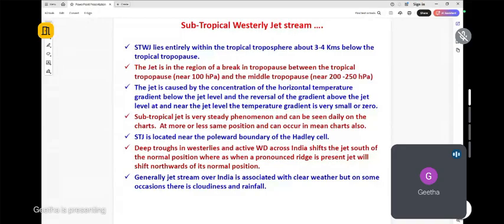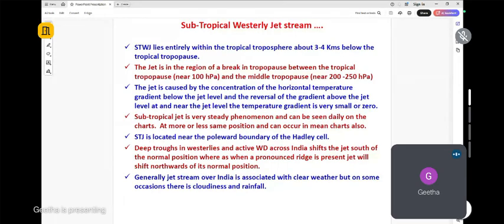So the subtropical westerly jet lies entirely within the tropical troposphere. Why? It is about 3 to 4 kilometers below the tropical tropopause. The jet is in the region of the break in the tropopause between the tropical and the mid-latitude tropopause. The tropical tropopause is approximately around 16 kilometers, I told you, and the mid-latitude tropopause something like 12 or 13 kilometers. At the break between these two tropopauses you have a strong horizontal temperature gradient, and that is where the jet stream forms. So the jet is caused by a concentration of horizontal temperature gradient below the jet level and a reversal of the gradient above the jet level, and near the jet level the gradient is near about zero.